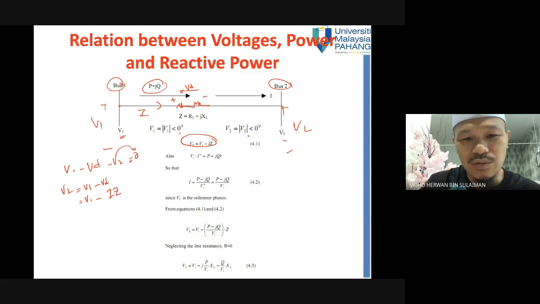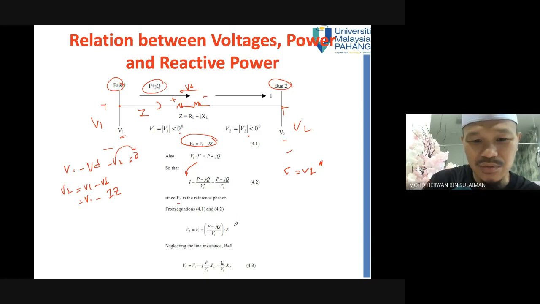Also we know that our power S equals V I conjugate, and our power is P plus jQ. So you bring I over and get I equals (P minus jQ) divided by V1 conjugate. When you conjugate, the sign becomes negative. Normally V1 is the reference at zero angle, and its conjugate also remains at zero. So that's why V1 is the reference phasor.